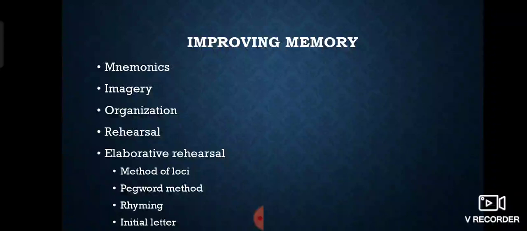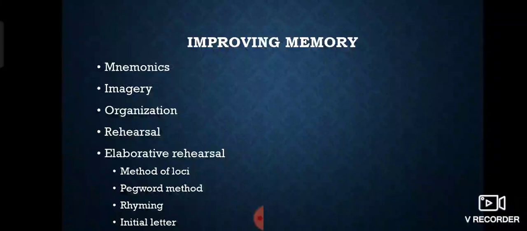Now the peg word method: ideas or things to be remembered are connected to specific words. And rhyming is basically about songs or phrases. These are information to be remembered that is arranged in rhymes, usually what we call songs.